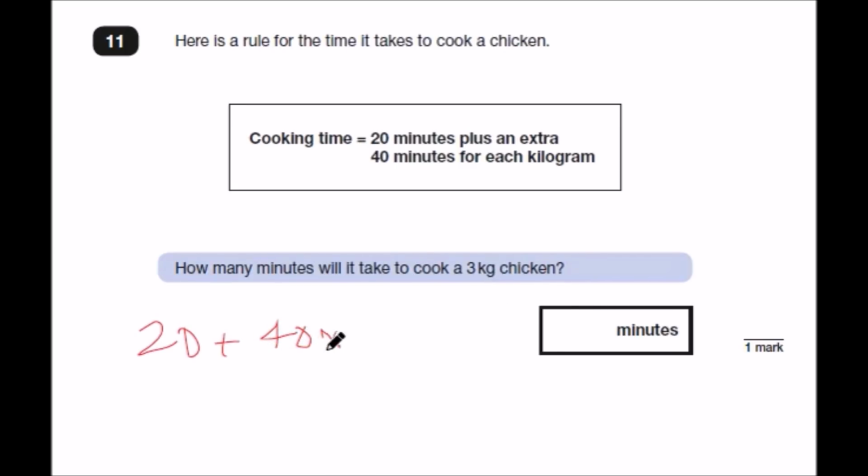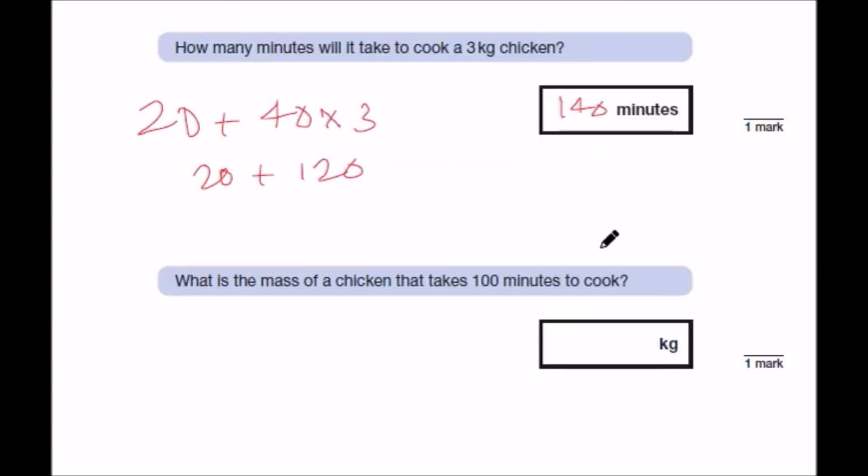Because we have 3, we need to multiply 40 by 3. So 40 times 3 is going to be 120. And then we add it to 20. So 20 plus 120 would be 140 minutes. Easy. Next one.